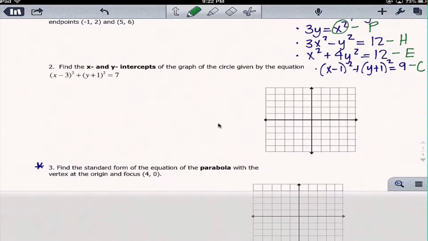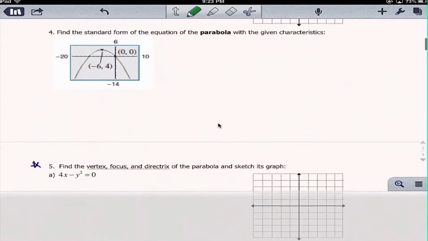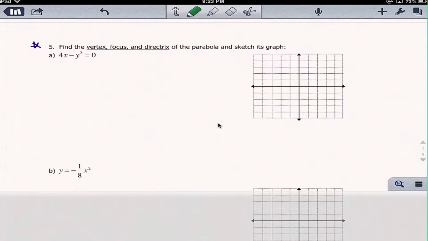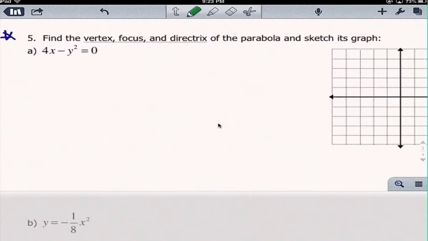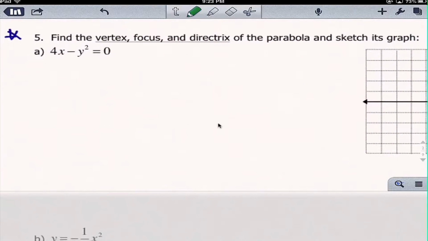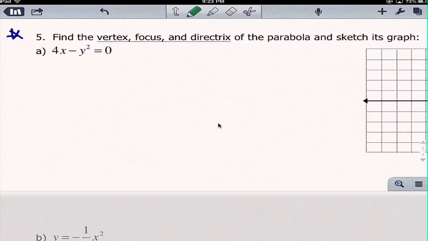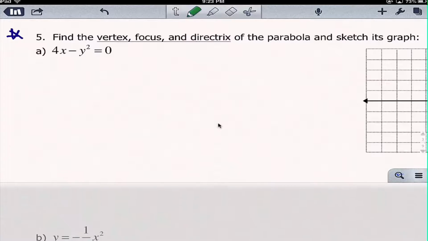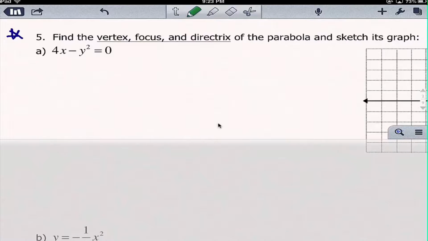Okay, moving on, the next, let's see, 1, 2, 3, 4, 5 questions on our test just deal with graphing and finding characteristics. So I want to look at number 5 on the review, part A. It says find the vertex, focus, and directrix of the parabola and sketch its graph. There is a whole graphing section on the test as well.